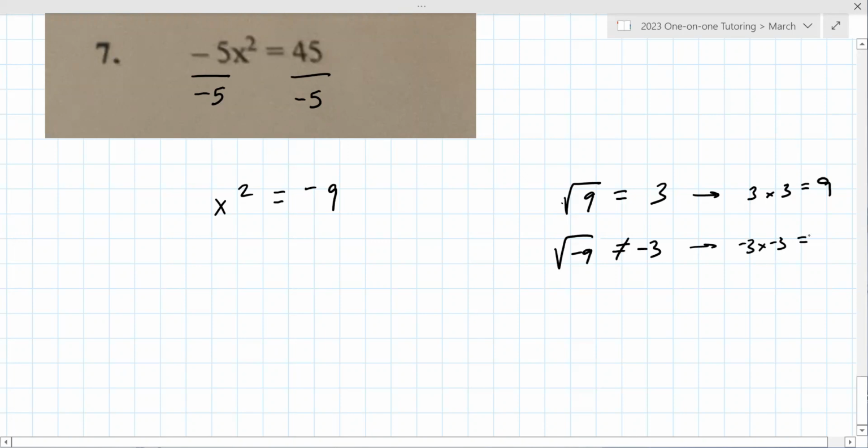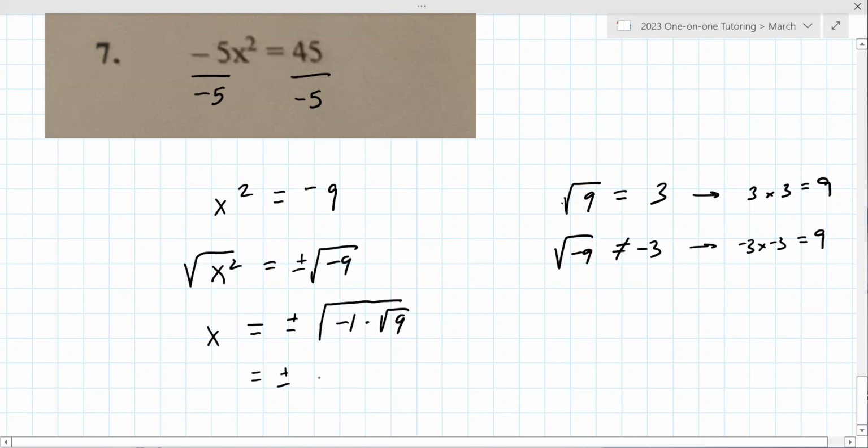Yeah, still 9. Still 9. Okay, so that's a problem, right? Now, I think you mentioned talking about this, so I'll just work it out here on the left. On the left, you take the square root, you get x. On the right, treat it as the square root of -1 times the square root of 9. And then you break that apart.